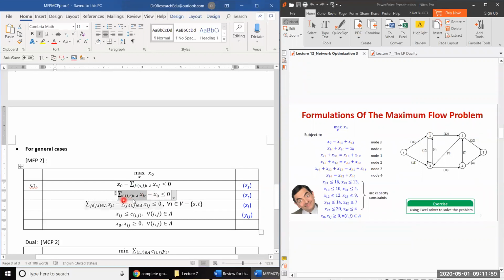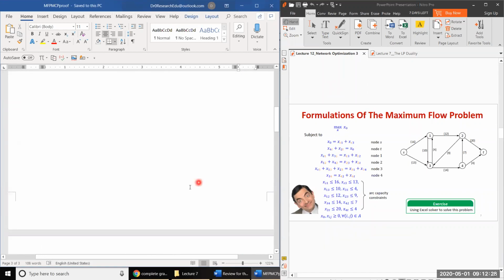Here you can see T is fixed. For any i which can reach T, which is actually the in-neighbor of node T, the summation of x_it is less than or equal to x0. So I denote it to be zt. And here, what do I do? This is for each intermediate node i, see it? Because here i is fixed. This is for any j in the out-neighbor. So I denote this to be zi. See, exactly the same as here.